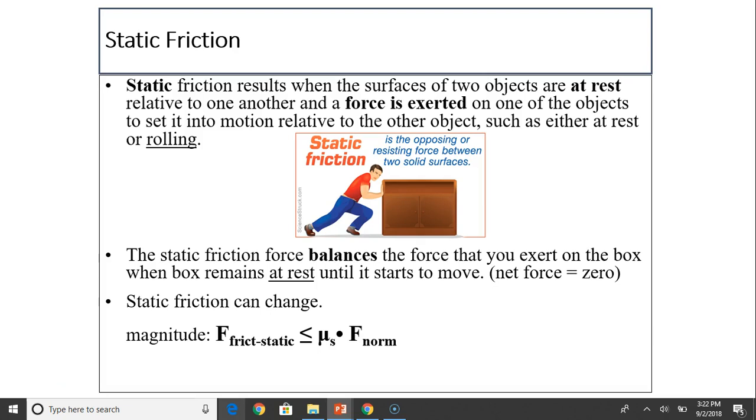So static friction is always less than or equal to mu s times F normal. In this equation, mu s is the coefficient of static friction, and its direction is opposite of the exerted force.